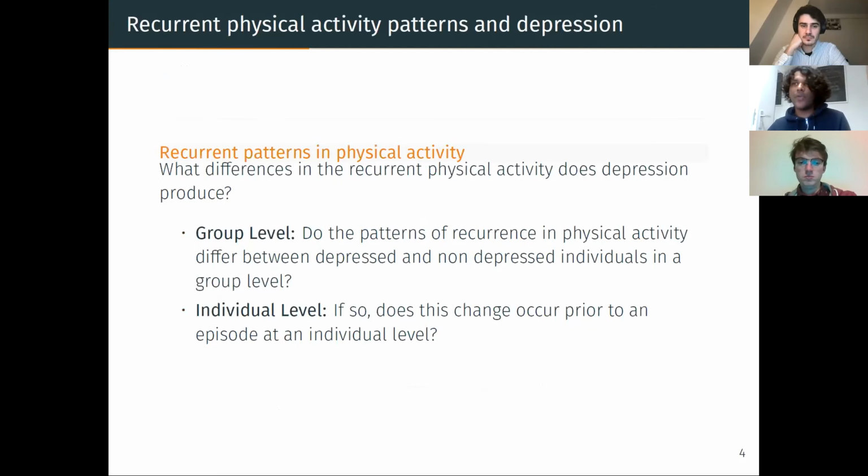So the question that we ask specifically is, what are the differences in recurrent physical activity that depression produces? We can split this into two questions: a group level question and an individual level question. The group level question is whether the patterns of recurrence in physical activity differ between the depressed and non-depressed. If this happens, then we can go to the individual level question, which is whether this change occurs prior to an episode at an individual level.